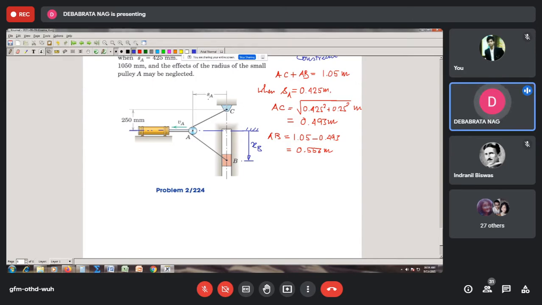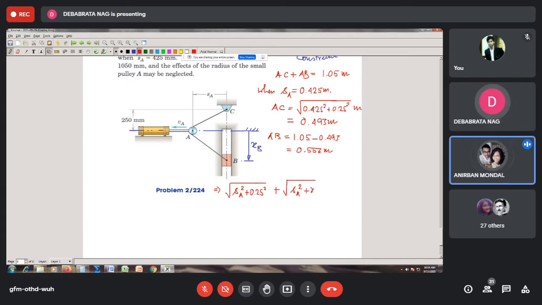Now, all these are in general consideration. So from here, the length AC, I can write this general situation something like this: square root of SA square plus 0.25 square, plus AB, which we can write as square root of SA square plus XB square, and that must be equal to constant.